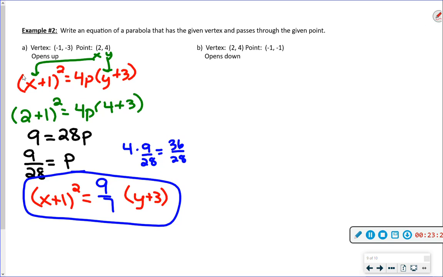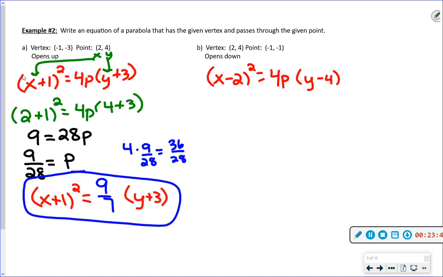So same thing. The fact that it says opens down doesn't really help me much. I guess it tells me this would be negative here. That's super exciting. But more of the same. So first I'm going to put the vertex in. So 2, I'm going to make it minus. We're working on the 4p. That's the hard part. Y coordinate of the vertex 4, so let's make it minus.